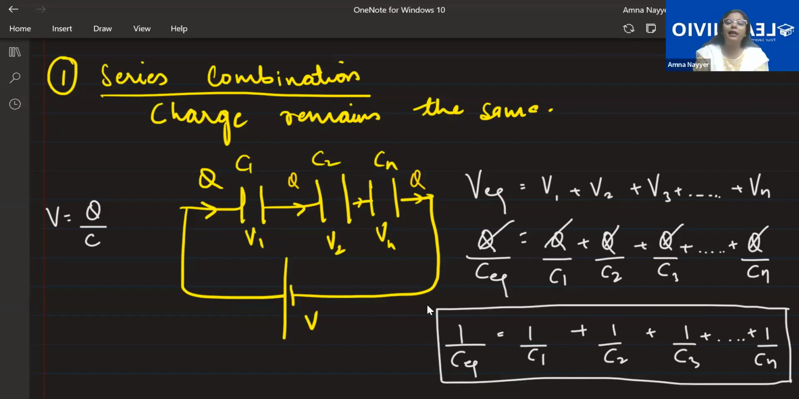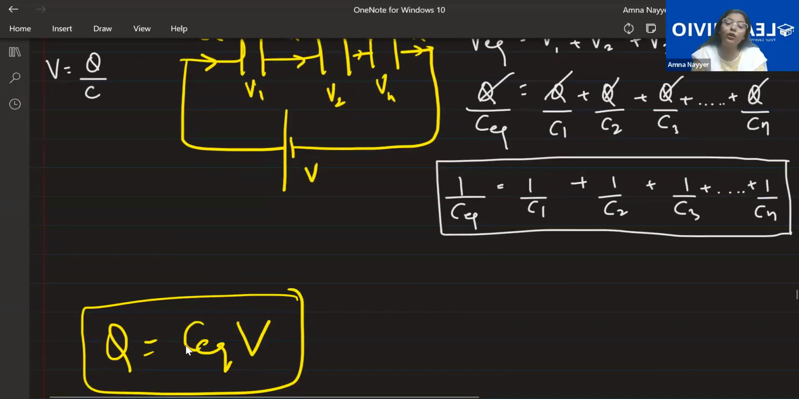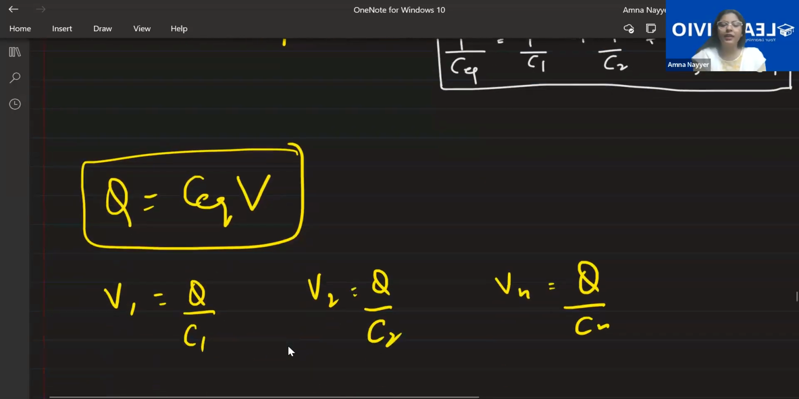Okay, so if you want to calculate the individual charge, total charge will be C equivalent into V. C equivalent means the net capacitance, V is the total potential. So C equivalent into V becomes the total charge. If you want to calculate for the individual capacitors, you can use the charge. Charge will be the same, so you can use charge in any manner.